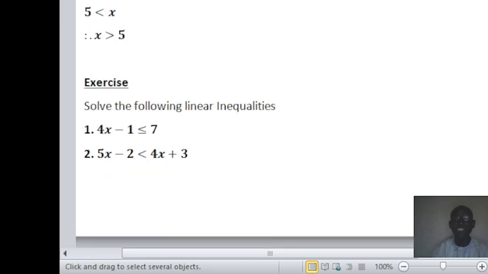But before I go, I leave you with these 2 exercises. Play with them and ensure that you master them. Solve the following linear inequalities. Number 1, 4x minus 1 less than or equal to 7. Number 2, 5x minus 2 is less than 4x plus 2.